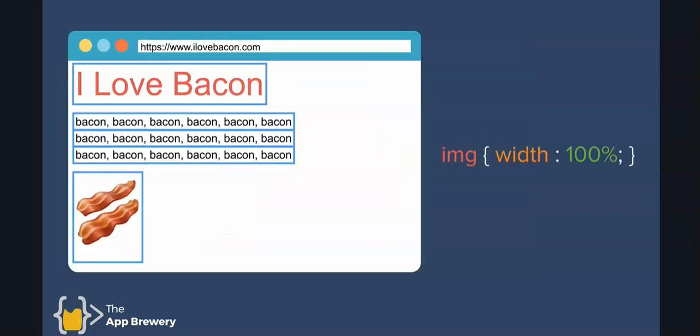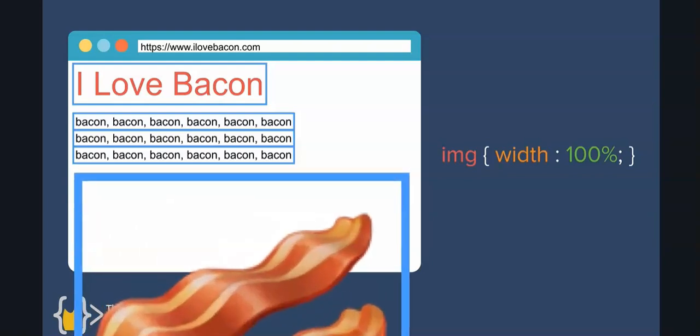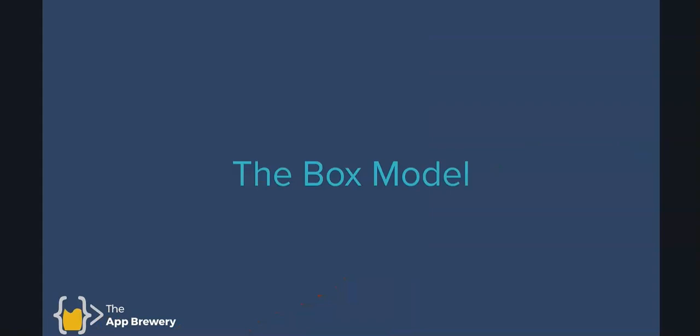So, for example, if we specified a CSS rule that targeted all the images on this I Love Bacon website to say that it should have a width of 100%, all that's going to do is change the width of that box to 100%, and in the process scales up our image so that it expands to fill the entire width of our screen. And this concept in CSS is lovingly known as the box model.